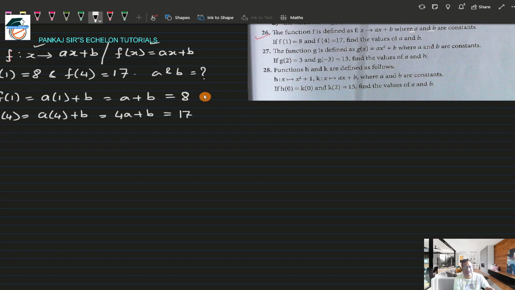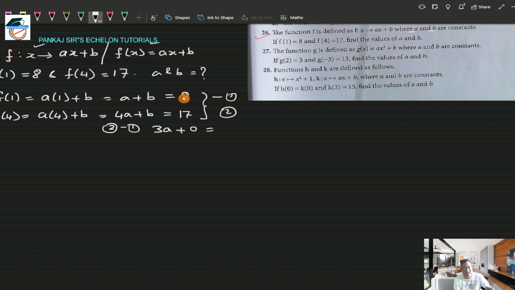Now, can you see I'm getting two simultaneous linear equations. If I solve these two simultaneous equations, I can get the values of a and b. So suppose this is equation 1 and this is equation 2. You must have dealt with simultaneous equations in your lower classes, but still I'll do it for you. Equation 2 minus equation 1: 4a minus a will be 3a, and b minus b will be gone, so it will be 0.